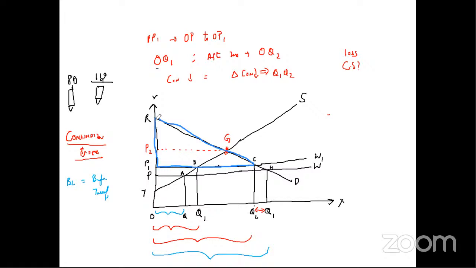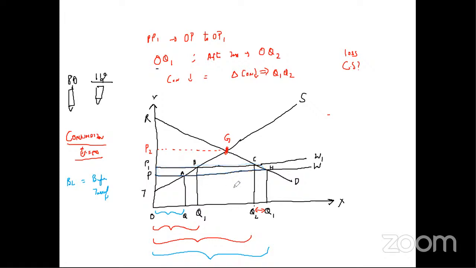So from the big triangle, if you minus the small triangle, what are you left with? You are left with this region, P1CH. This is the loss of your consumer surplus, because this much the consumers cannot buy now. They are not able to purchase this much.